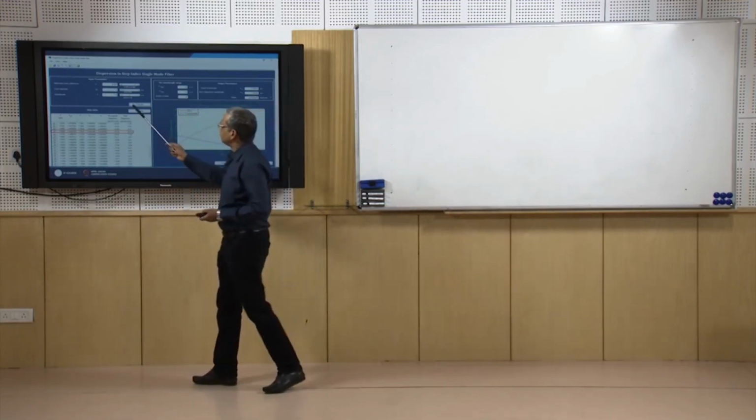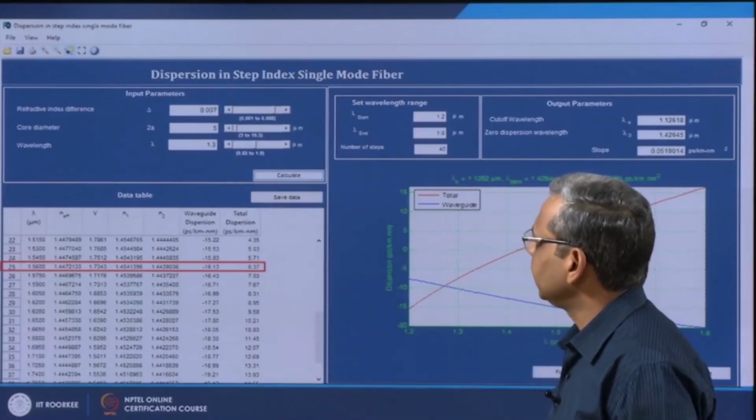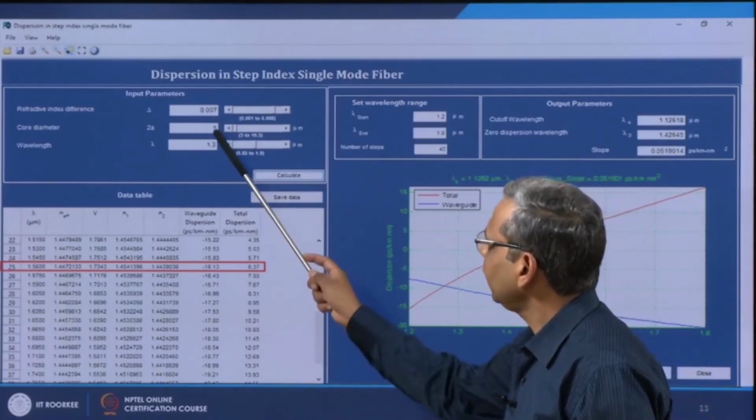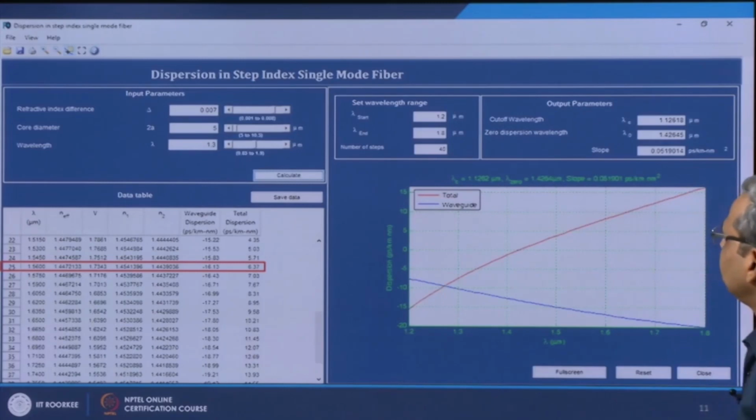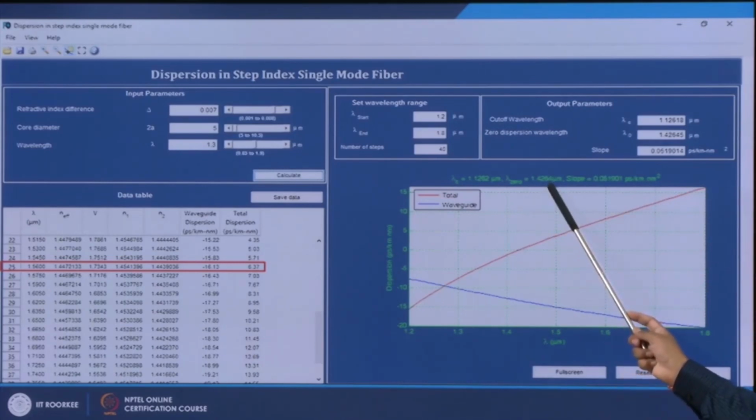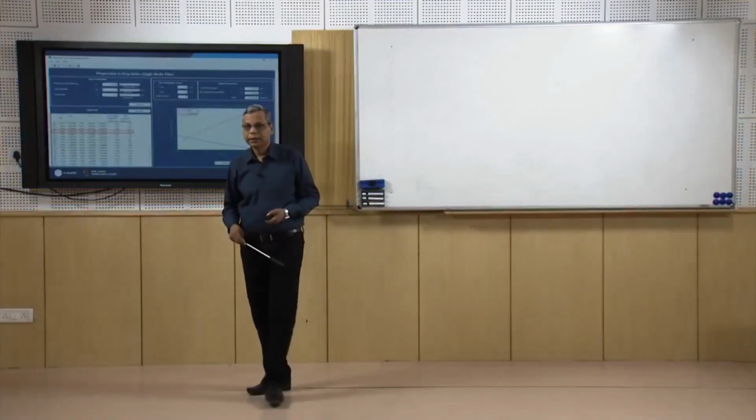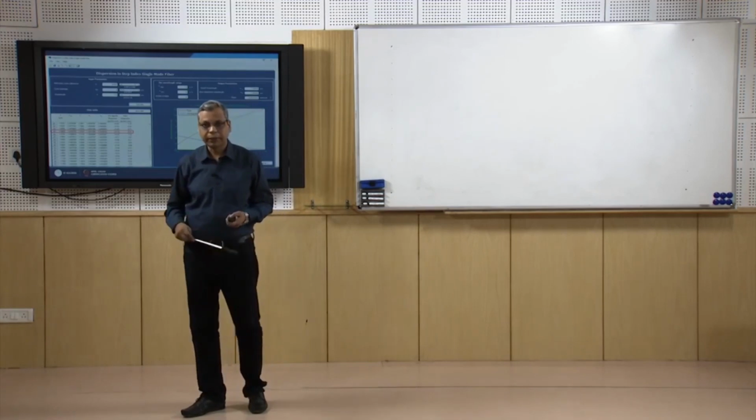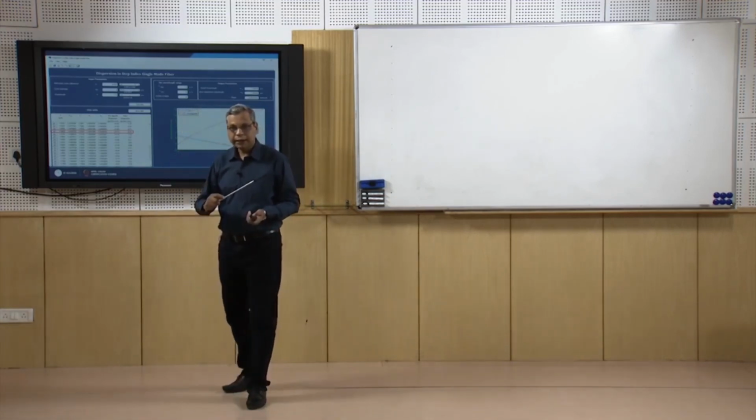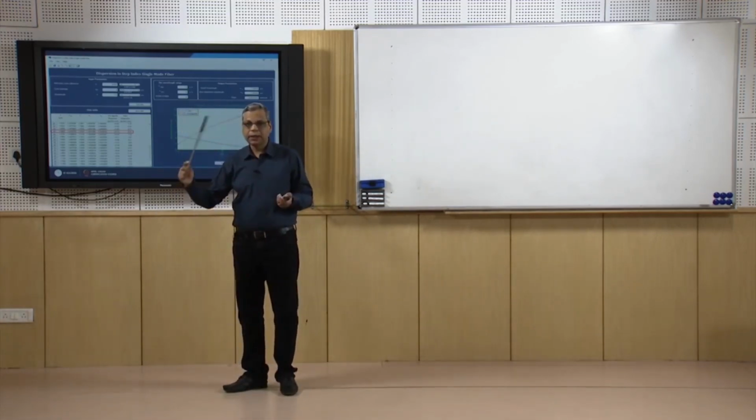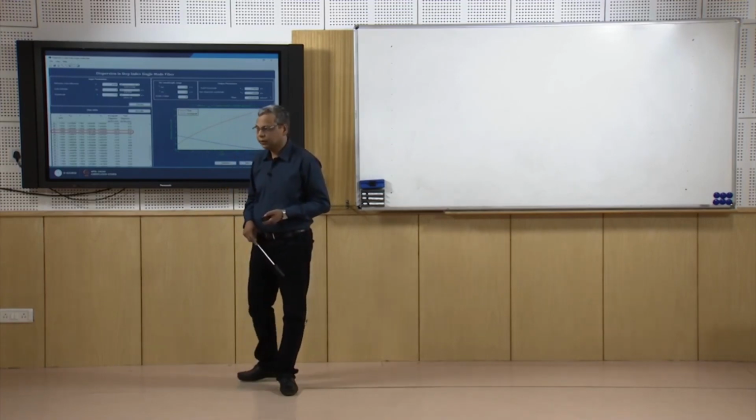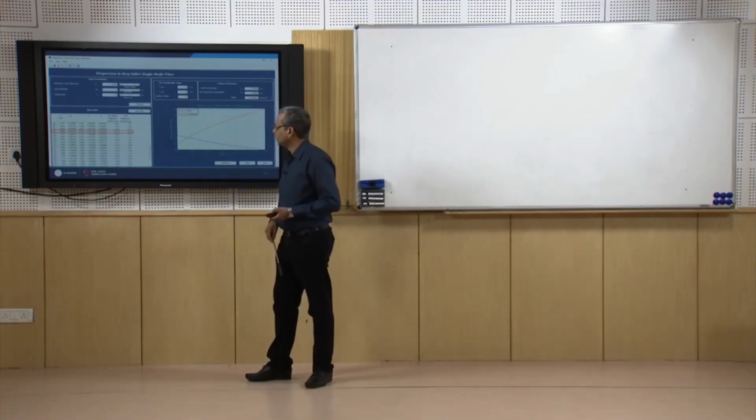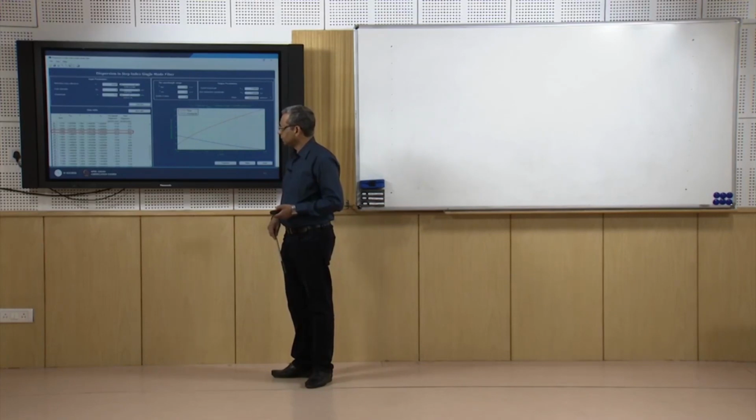Here at delta equal to 0.7% and core diameter 5 micrometer, the zero dispersion wavelength could be moved to 1.426 micrometer, which was earlier 1.3 micrometer or 1.31 micrometer. So, I can drastically change the waveguide dispersion if I change the fiber parameters.